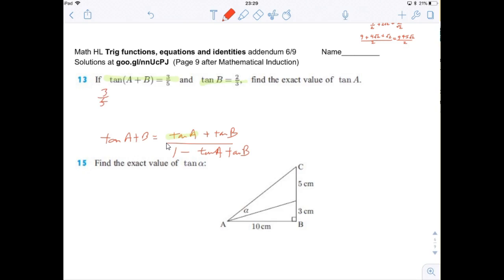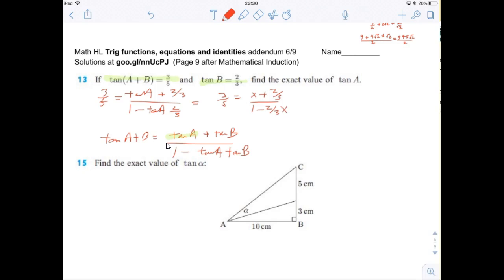We're going to put in what we know. So we don't know tangent of A. And we do know tangent of B is 2/3. And then the denominator would be 1 minus tangent of A, which we don't know, and we multiply that times tangent of B, which is 2/3. So instead of tangent of A, that's kind of difficult to write, we're going to put x, okay? So we'll have 3/5 equals x plus 2/3 divided by 1 minus 2/3 x.